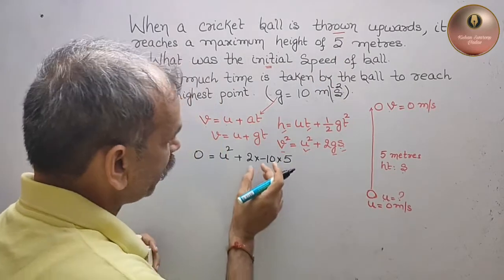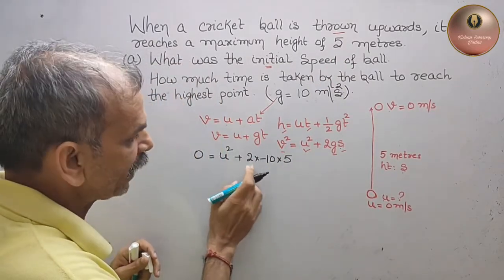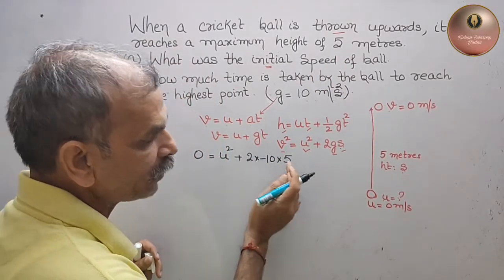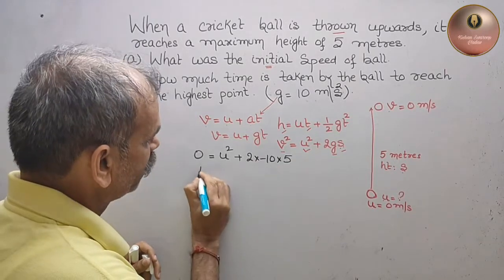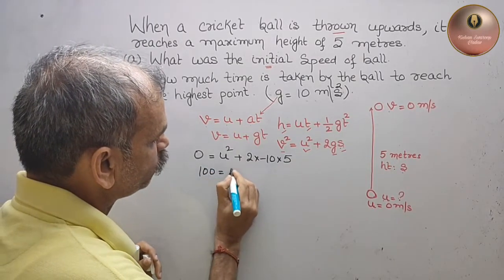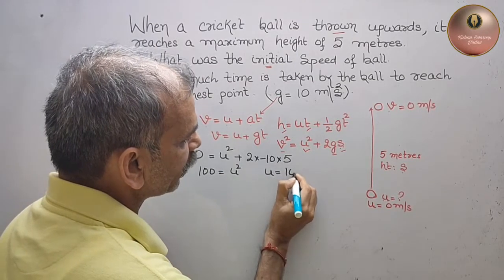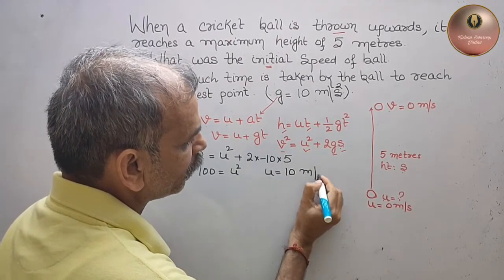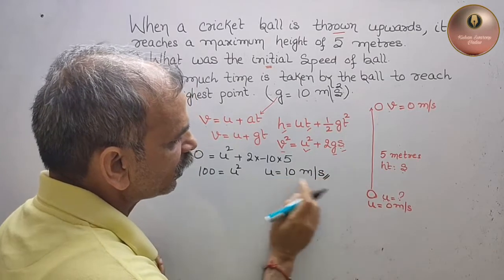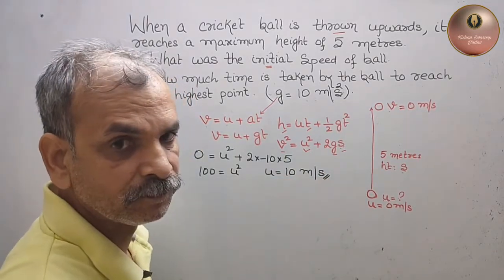Now bring this to this side. You will get plus, man. 2 into 5 is 10, means 100. So 100 is equal to u square. तो now we can say u is equal to 10 meters per second. This is your initial velocity.